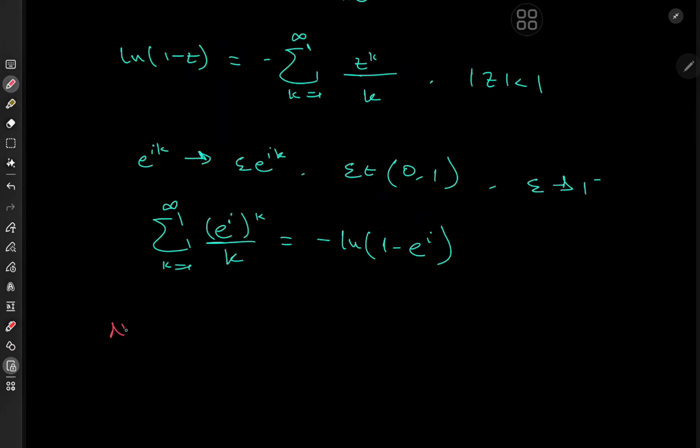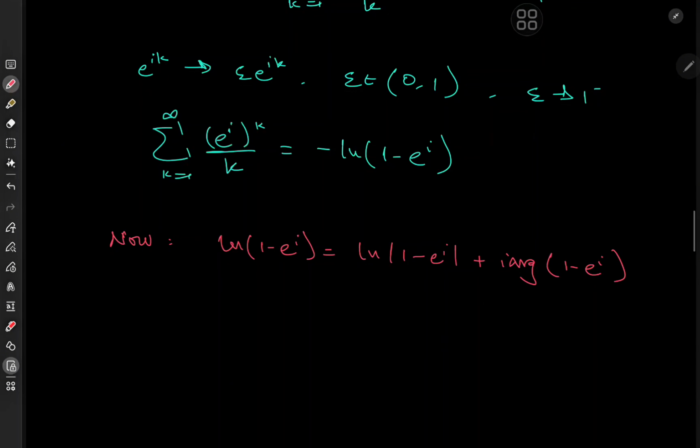Okay, cool. Now, log of 1 minus e to the i has a real part that is log absolute value of 1 minus e to the i, plus i times the principal argument of 1 minus e to the i. So we need to evaluate both of these things. And for that purpose, I will once again expand the complex exponential. This is e to the i times 1. So that means I have 1 minus cosine of 1 minus i times the sine of 1. And of course, I need the principal argument of exactly that term.